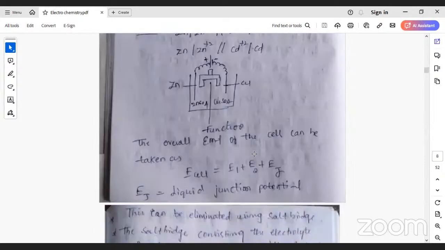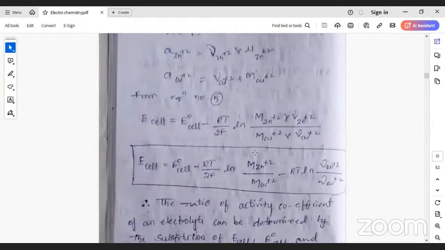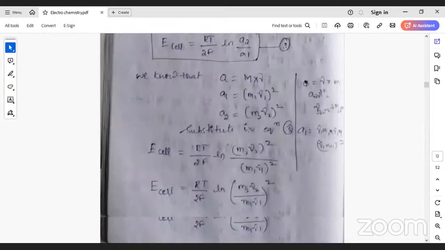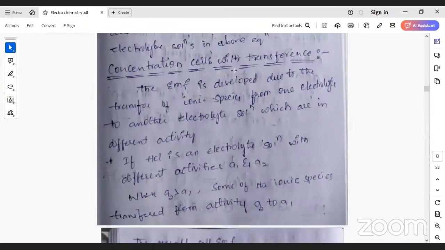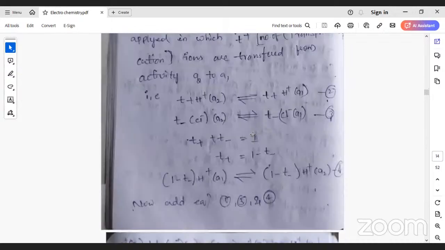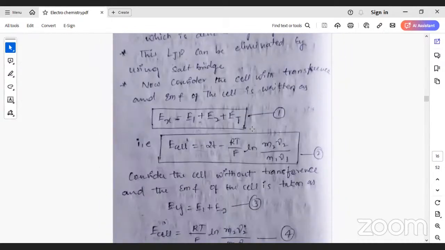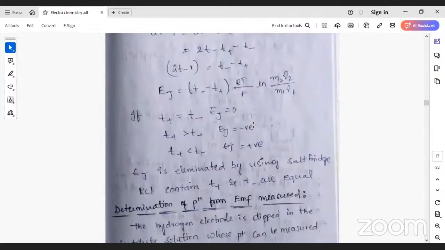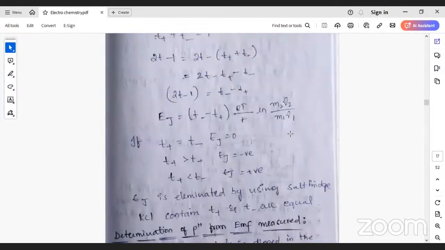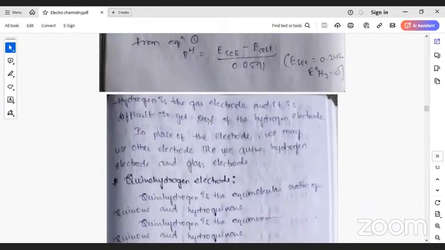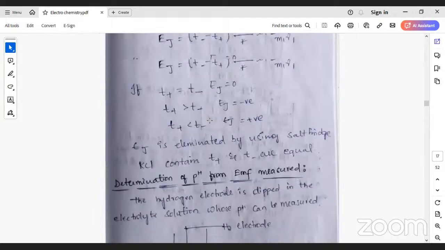Chemical cells with transference will be there. Then concentration cells without transference. Then concentration cells with transference and also liquid junction potential, LJP. Up to here, and the next remaining topics will be covered in the next class.